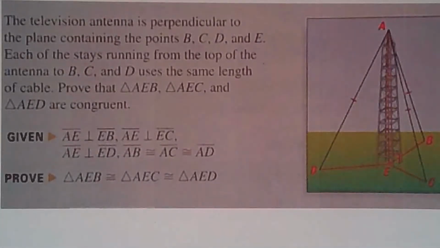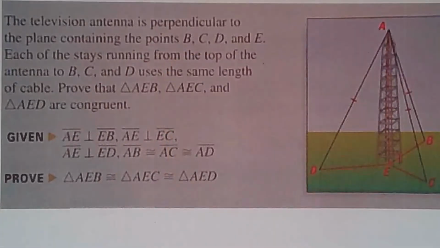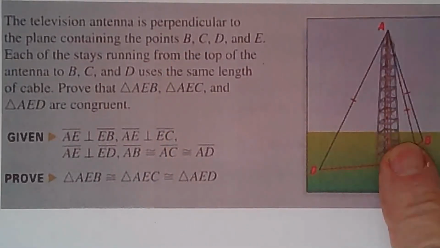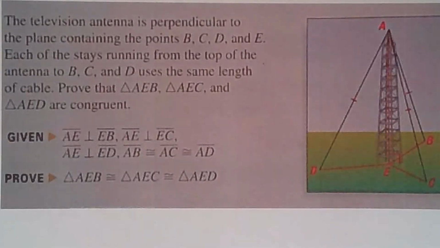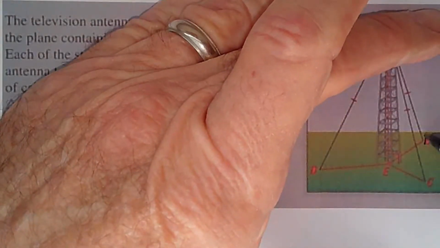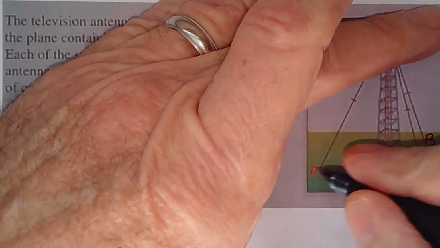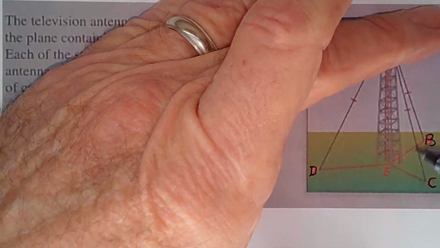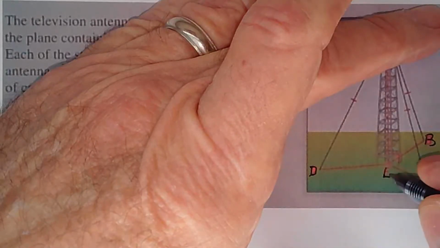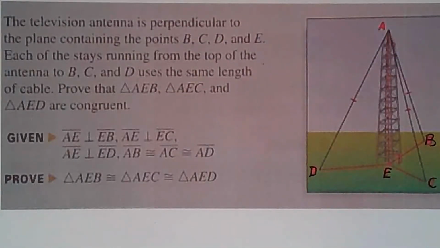So it says that the television antenna is perpendicular to the plane containing points B, C, and D. So here's the television antenna, and the points that they're talking about are B, C, and D. Now they are not very clear, so I'm going to try to rewrite them here. So this is B, this is C, this is D, and this one down here is called E. A up above is clear. All right, so now you can see this.